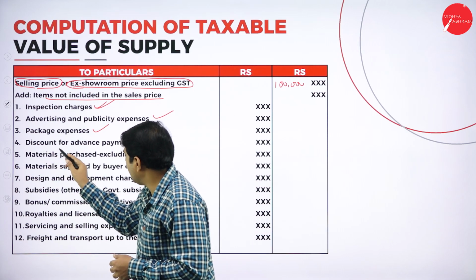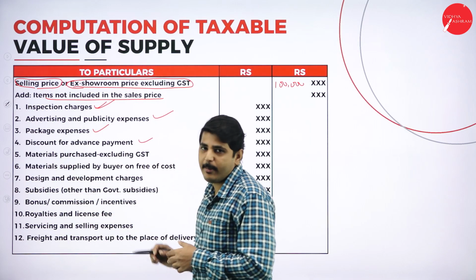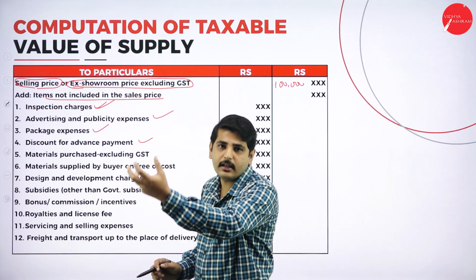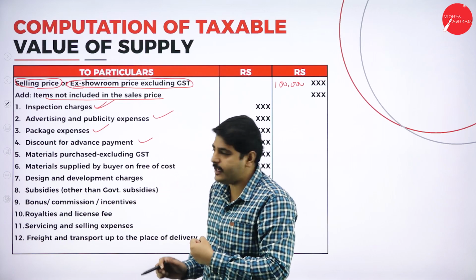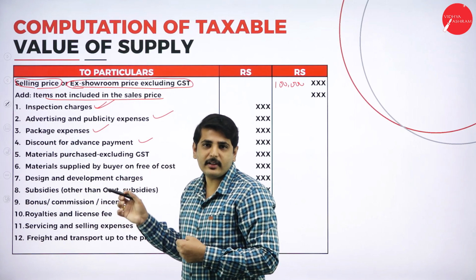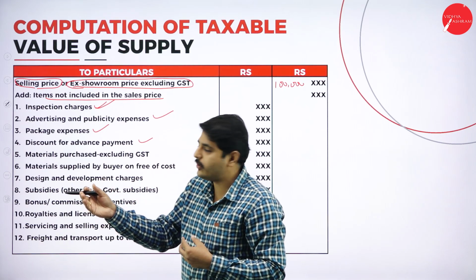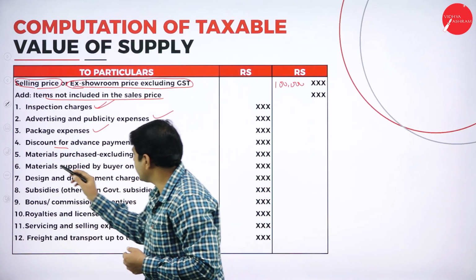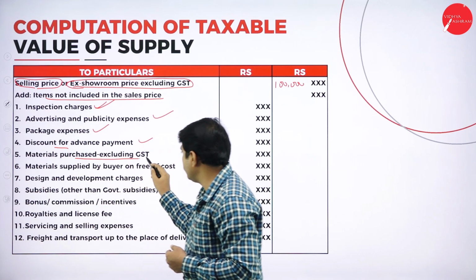Next one, discount for advance payment. If the recipient pays any advance, then the supplier of the goods will give some amount of discount, and that also we have to add. Then next one, material purchased excluding GST.